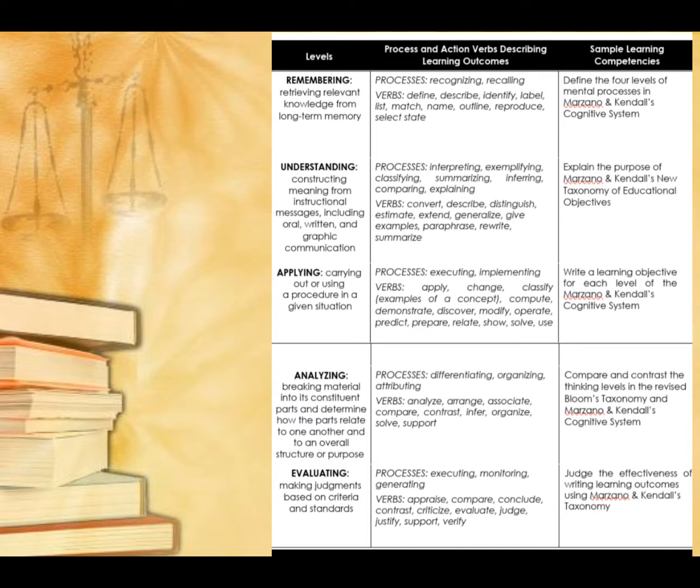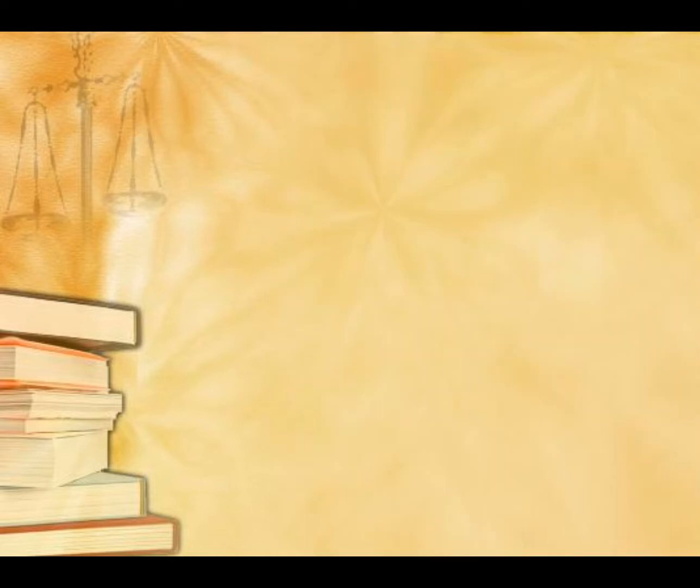remembering. We have recognizing, recalling, and action verbs: define, describe, identify, label, list, match, name, outline, reproduce, select, and state. We also have an example of a sample learning competency in remembering, which is to define the four levels of mental processes in Marzano and Kendall's cognitive system, and so on.